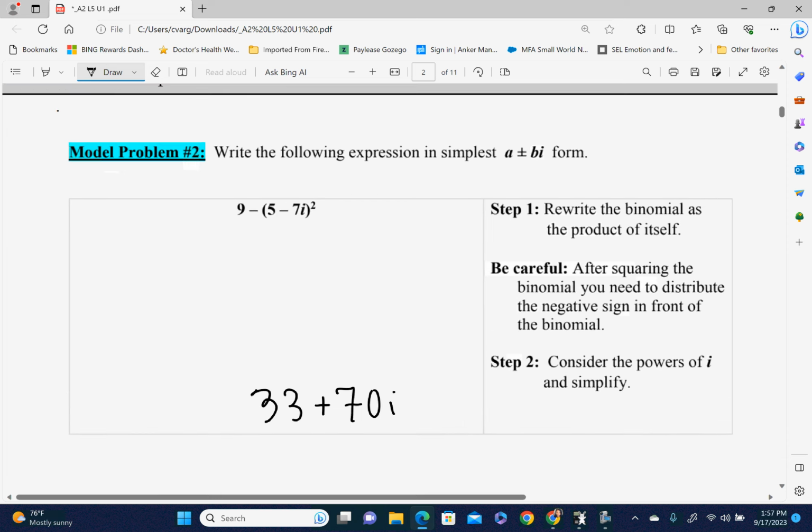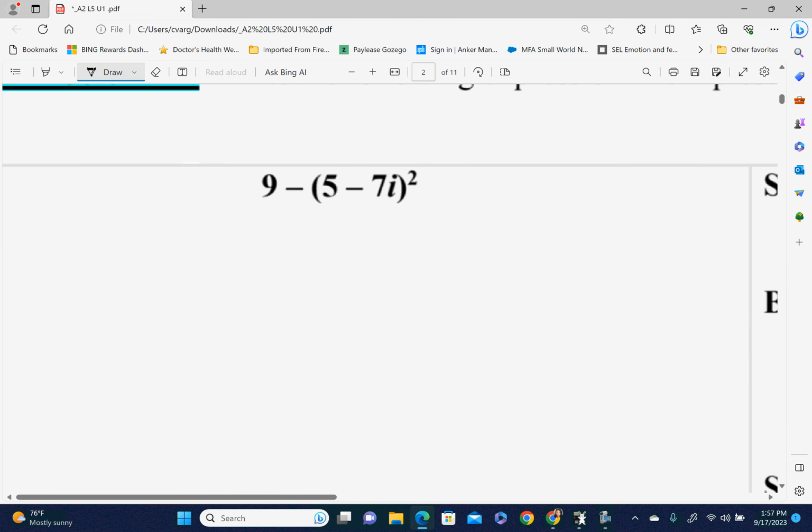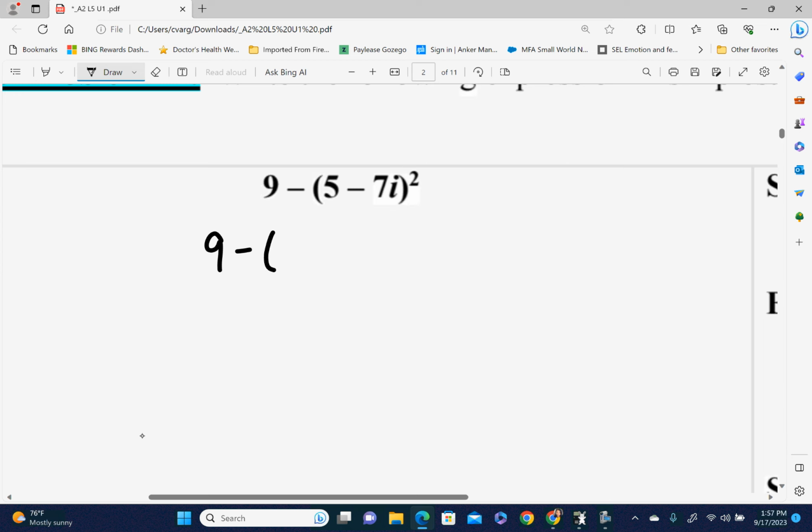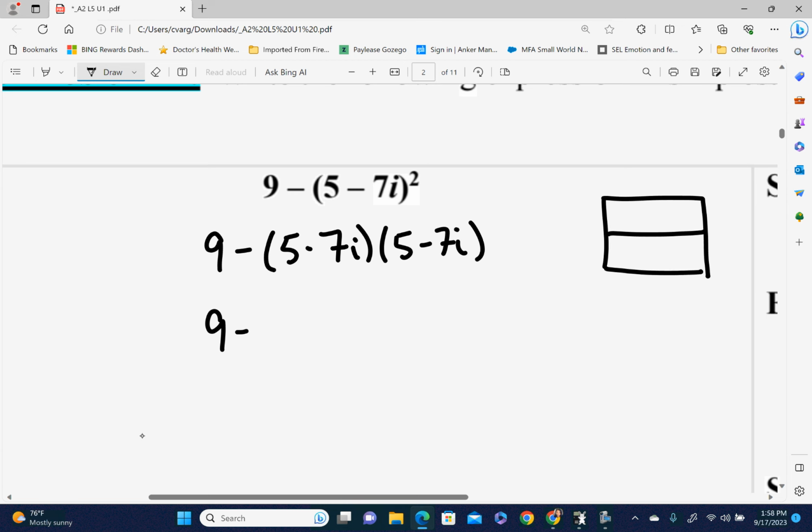Okay? So now let me show you why that comes about. 9 minus, and then here I have 5 minus 7i squared. So 5 minus 7i, I'm going to square it, which means that we're going to multiply it by itself. 5 minus 7i. Okay. All right. So the 9 minus is literally just going to come down. So I have 9 minus. Here I'm going to do the box method or FOIL, whichever one you want, just because I'm in the practice of doing boxes. Let me just go ahead and do that. So I have 5 minus 7i, 5 minus 7i.